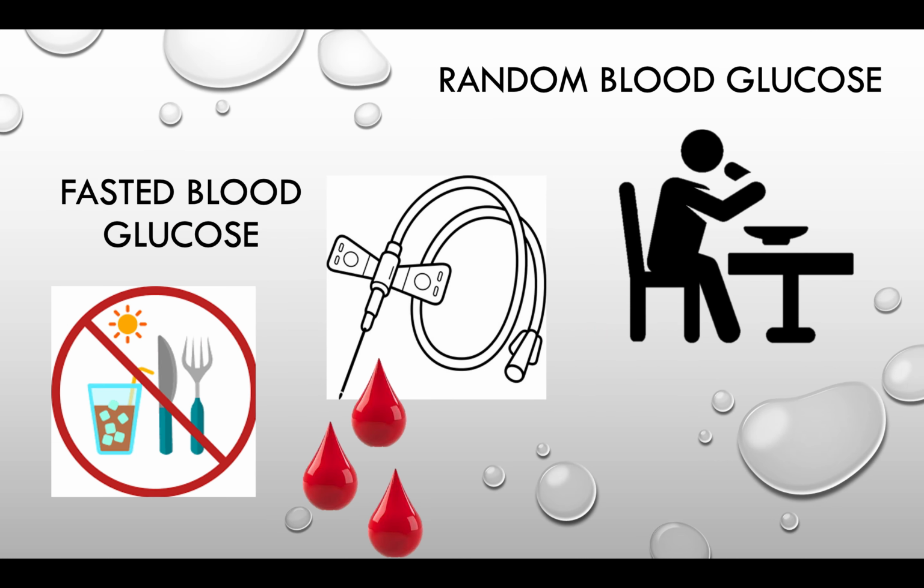A random blood glucose is self-explanatory. It's a blood test that measures the glucose levels in the blood at the exact time of the blood test, without knowledge of food or drink intake. And then a fasting blood glucose level is when the woman has been fasting for 12 hours or more.